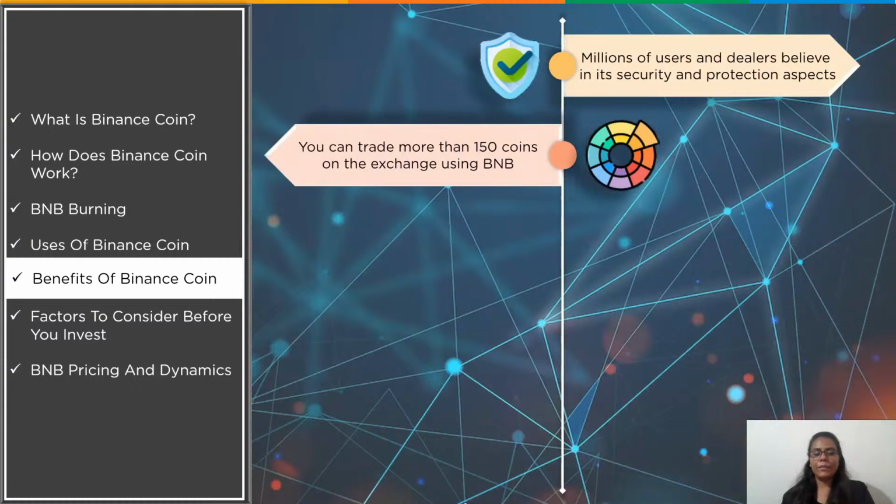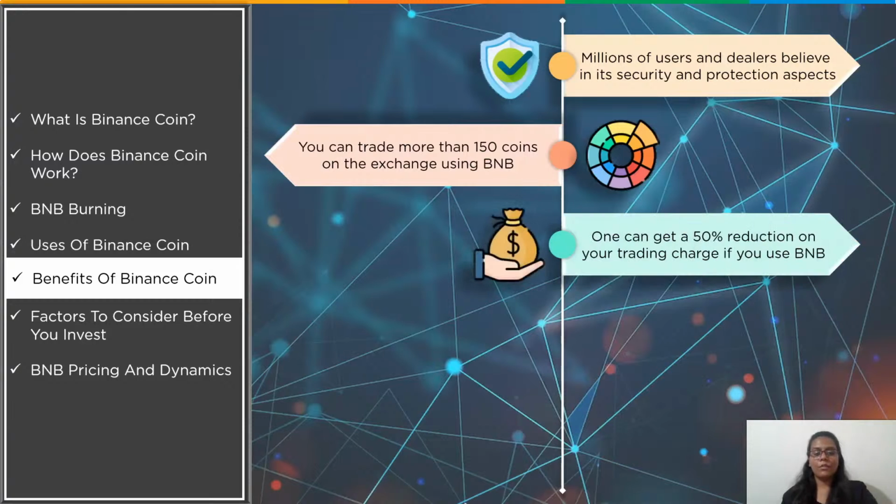Next is secure and trustworthy. Binance already has millions of cryptocurrency users and dealers who rely on the platform and believe in the security and protection aspects of this exchange. To keep your funds safe, the exchange uses a multi-cluster and multi-tier system framework, as well as the secure asset funds for users.